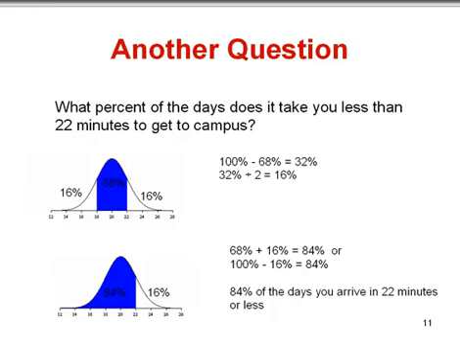In the bottom graph, I have shaded precisely what the question asked, 22 minutes or less. There are 2 ways of thinking of this. You can think of this shaded area as consisting of the 68% that is in the middle, plus the 16% that's in the lower tail, and add 68 and 16 to get 84%. Or you might think of the entire shaded area as representing 100%, subtract the 16% in the upper tail, leaving you 84% in the lower tail. Either way you think of it, 84% of the time you will arrive on campus in 22 minutes or less.